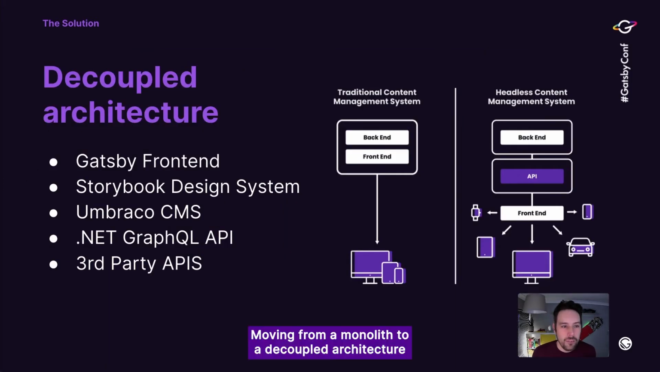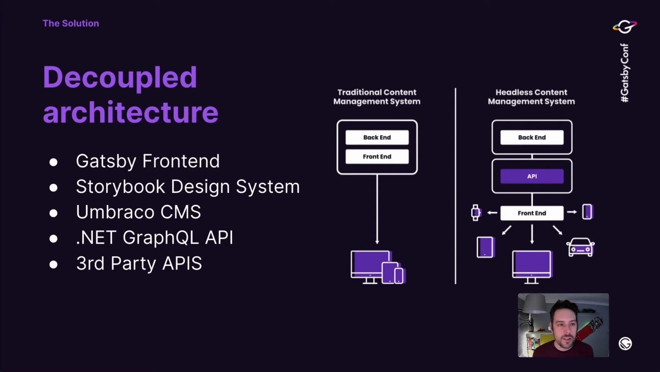Moving from a monolith to a decoupled architecture and going headless not only enables the great developer experience we wanted, but also further future-proofs the site for years to come. Having this new single source of truth for the data layer will allow the data to be used in new and exciting ways going forward.